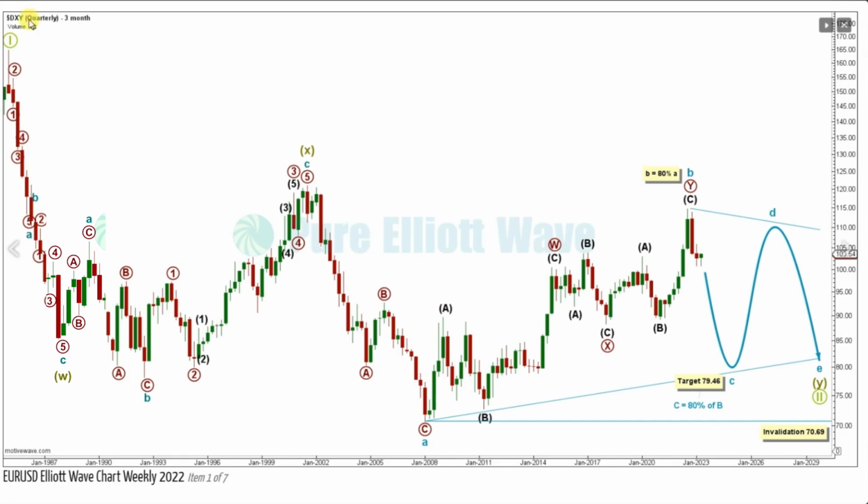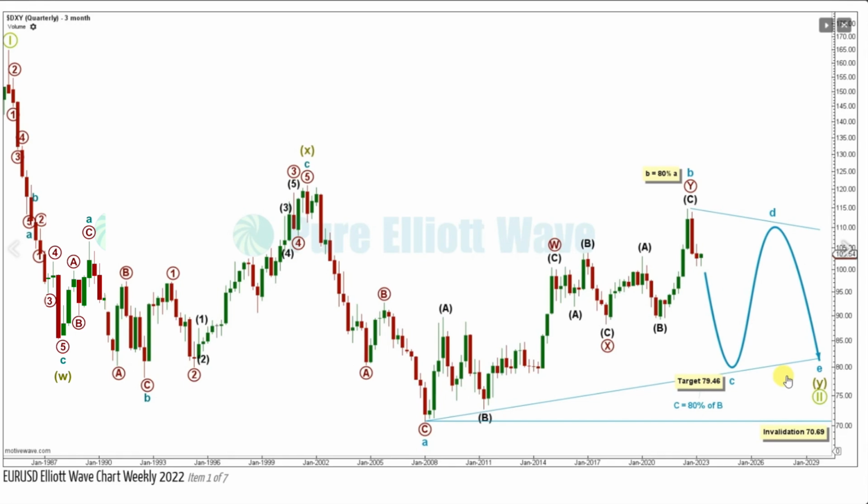So we have a W, X, and a Y at supercycle degree. W is complete as a zigzag, X as an A, B, C expanded flat, and Y is currently underway as a triangle, A, B, C, D, E at cycle degree.